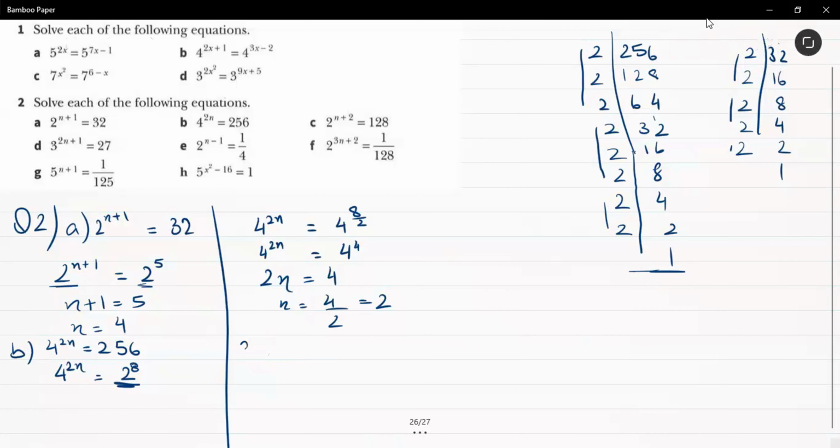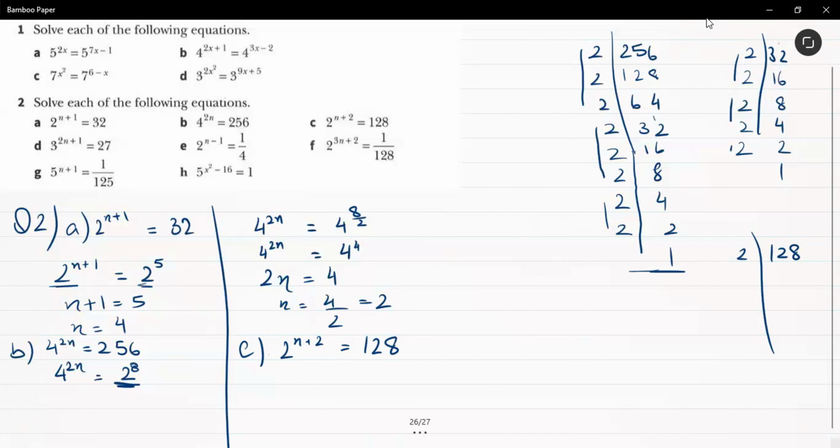Okay, so for part C, we have 2 to the power n plus 2 is equal to 128. Again, this one is simple. Just take out the factors of 128.